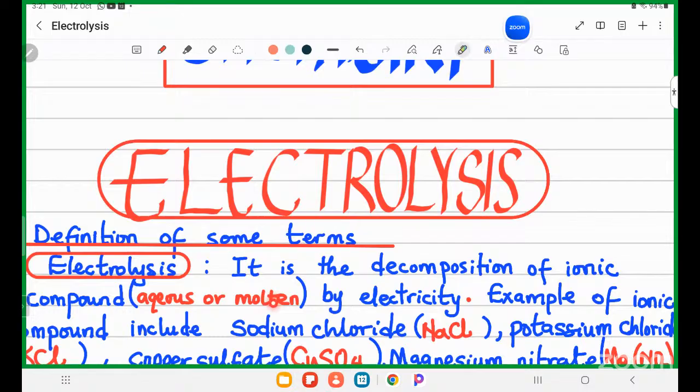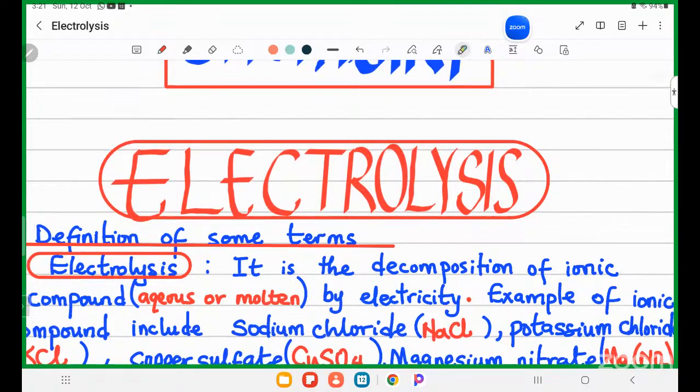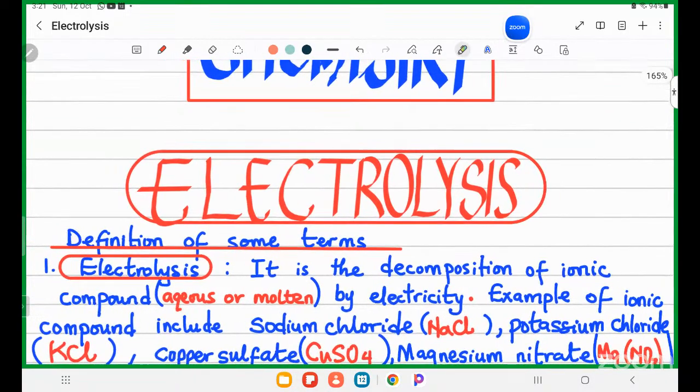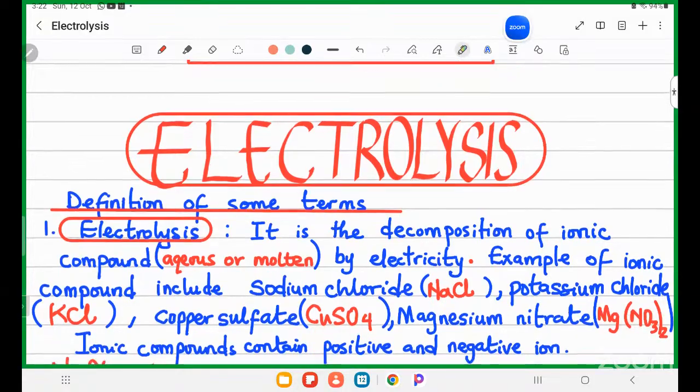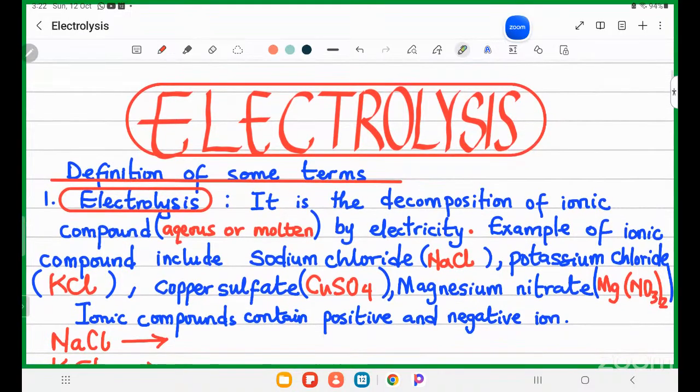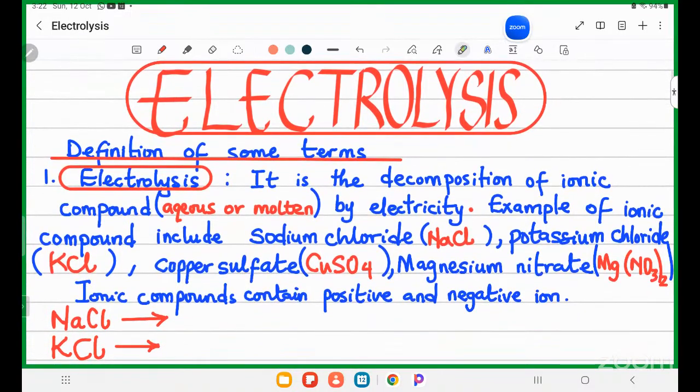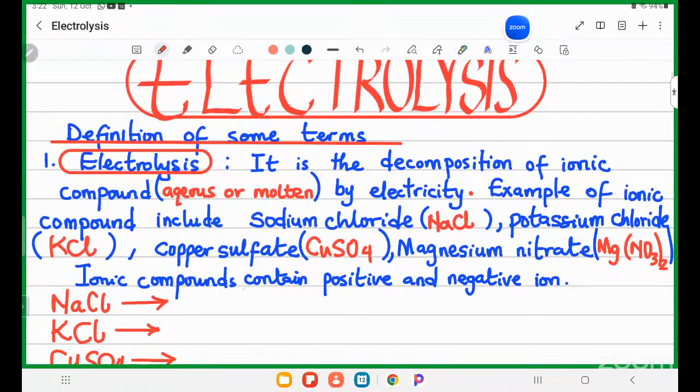Now, the ionic compound can be aqueous, meaning it can have water in it, and also be molten, that is melted. Examples of ionic compounds include sodium chloride, potassium chloride, copper sulfate, each aqueous or molten, and then magnesium nitrate. These ionic compounds contain positive ions and negative ions.